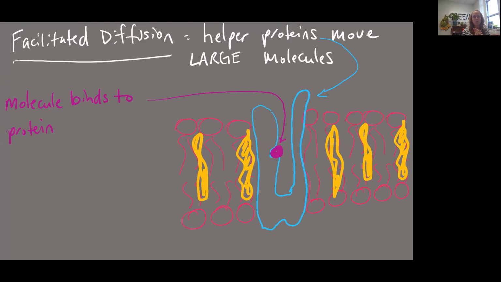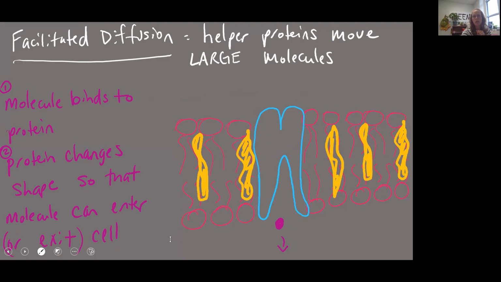Now in this case, what we see is those polar molecules have to actually bind to a protein. When that molecule is binding, it's going to change the shape.